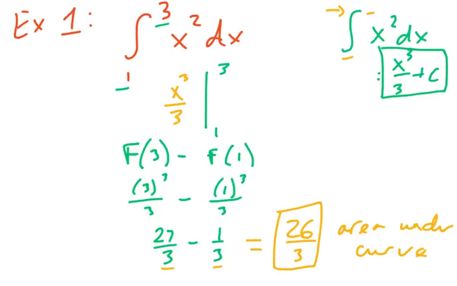So that function, x squared, which normally is just a parabola. If I were to start at 1 and end at 3 on that function, this area under the curve here would be an area of 26 thirds. And that's it. That's our process. That is our fundamental theorem of calculus part 1. Let's do another example.